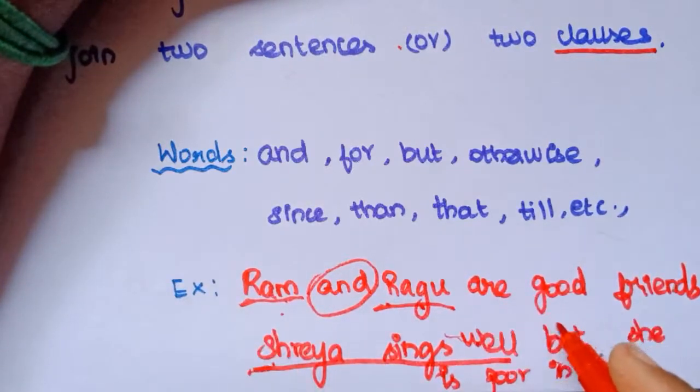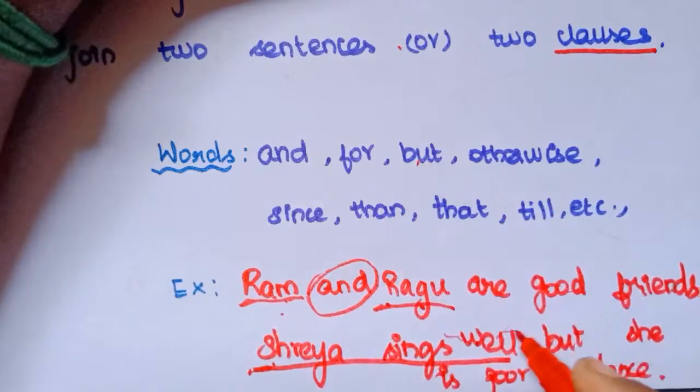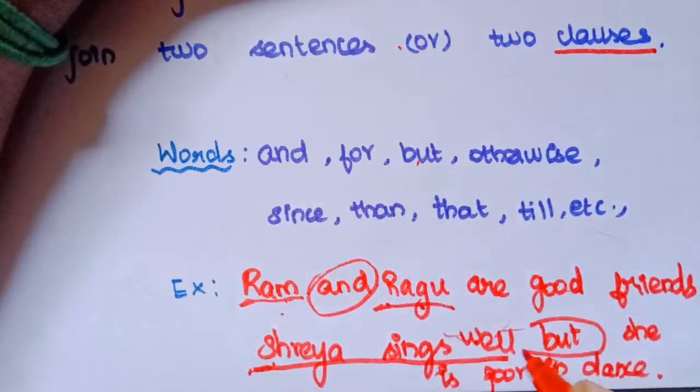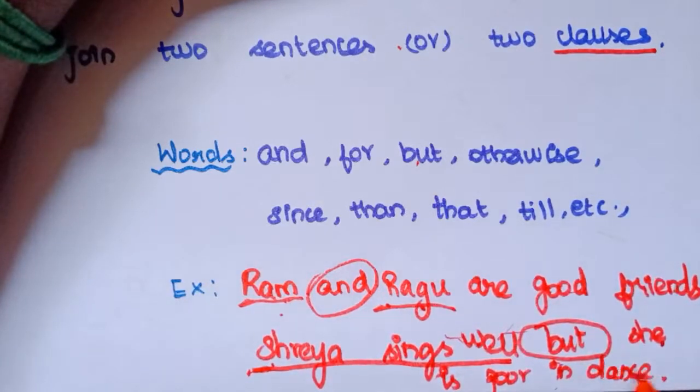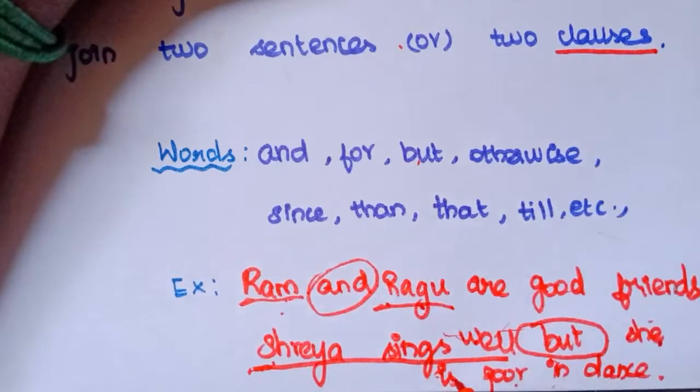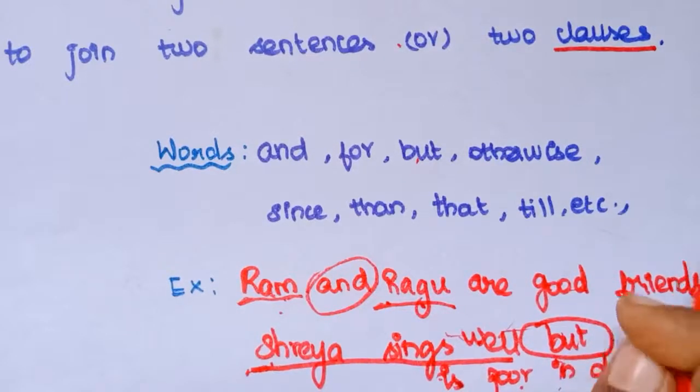Here, what we have said, but, is actually a conjunction word. So this but is joining another sentence: she is poor in dance. This is another sentence. So it is just joining two sentences, and that is why it is called a conjunction word. Okay, have you understood what a conjunction is?